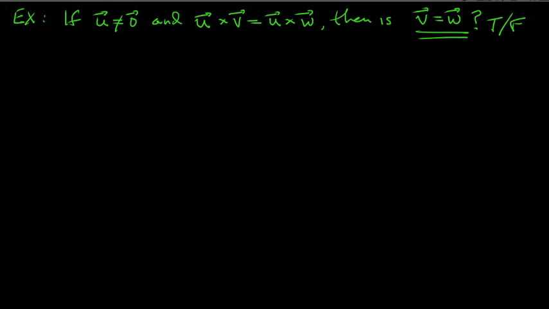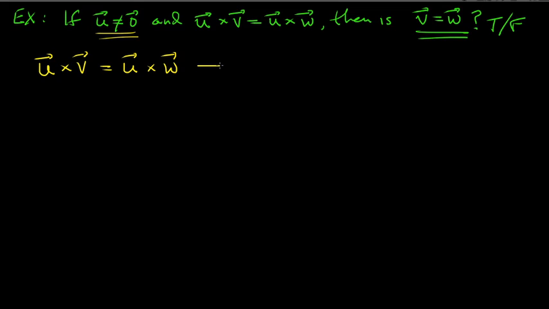So the idea is this, right? u cross v equals u cross w. Can we cancel the u's, right? As long as u is not 0, obviously if u is 0, then these are both equal to 0. So clearly v and w would not have to be equal if that's the case. But if u is not the 0 vector, can we just cancel the u's like that?